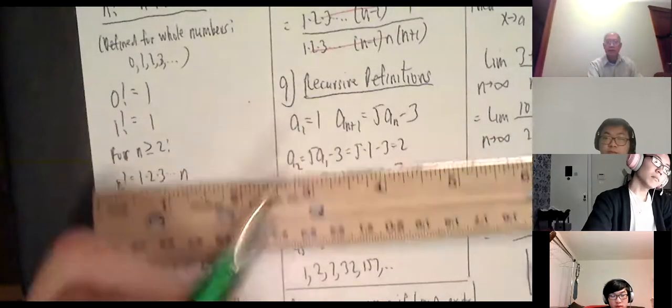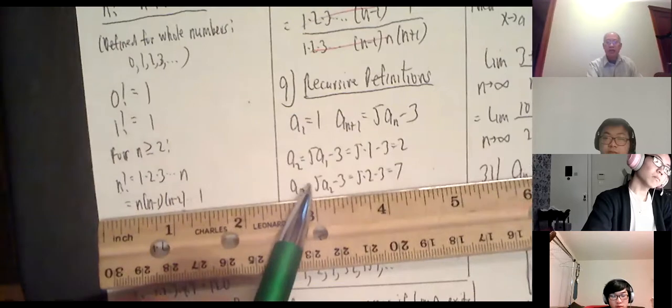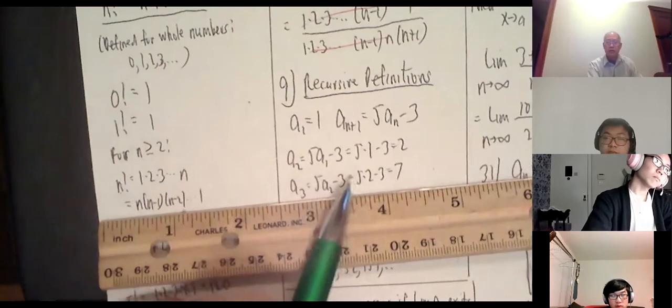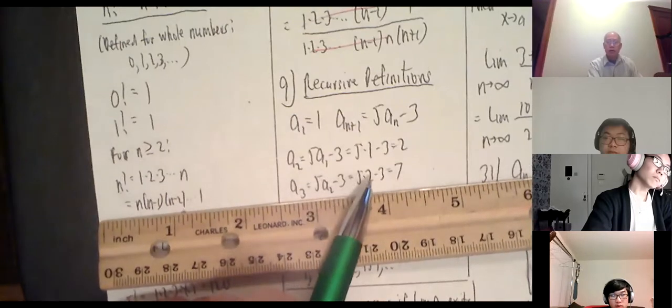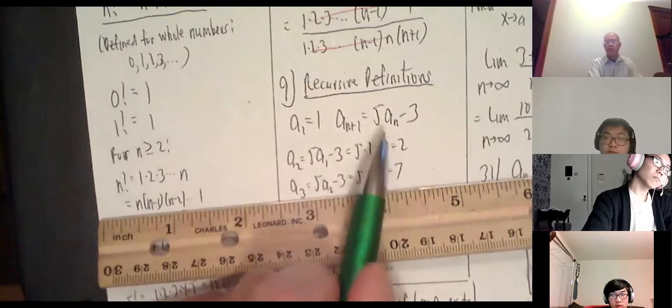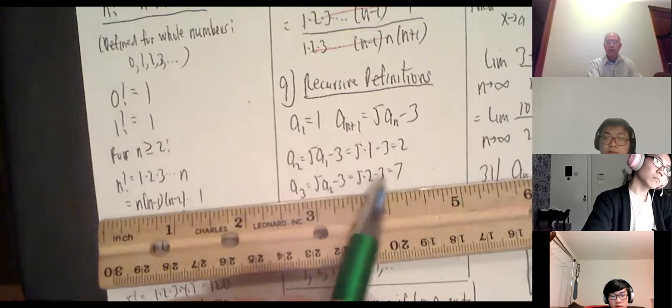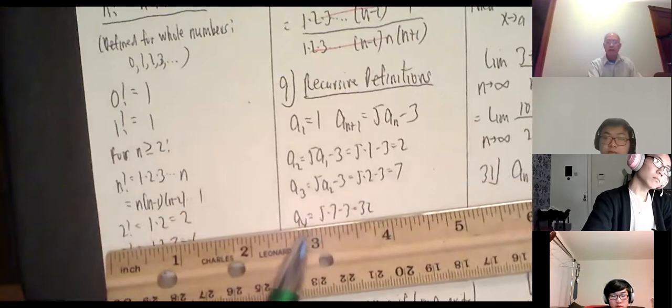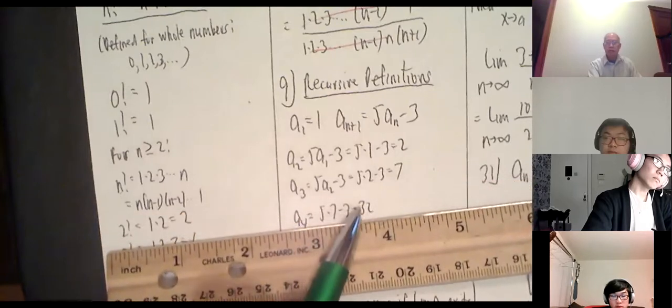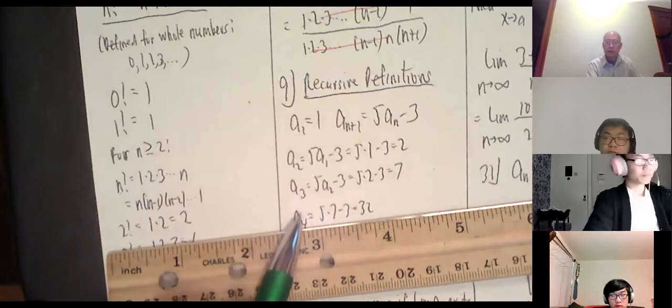Keep doing that. How do I find A3? It's 5A2 minus 3. So 5 times 2 minus 3 is 7. In other words, I just keep going 5 times the number minus 3. So the next one is 5 times 7 minus 3, 32. A sub 4, get the idea?